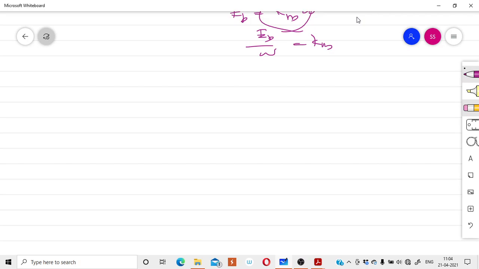The electromechanical torque developed, Te, is given by Ka into phi into Ia.